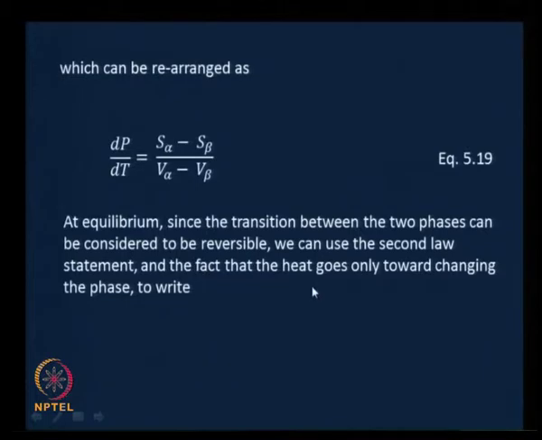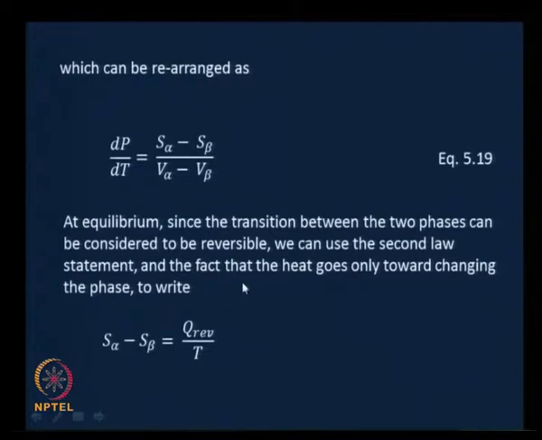We will consider this a little later. Just by considering the second law conditions, we can write S alpha minus S beta, that is delta S in this case, equals Q reversible by T. This was the statement of the second law that we are applying to this particular case of phase change, Q reversible by T.